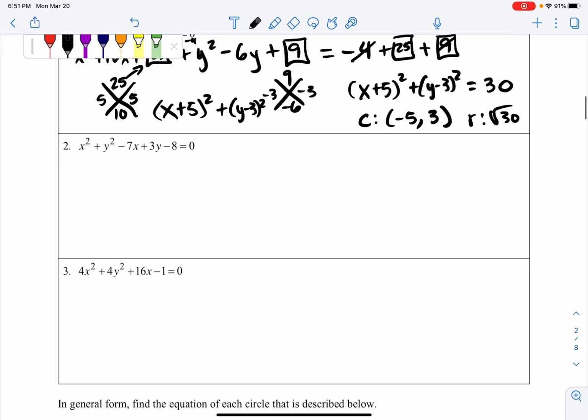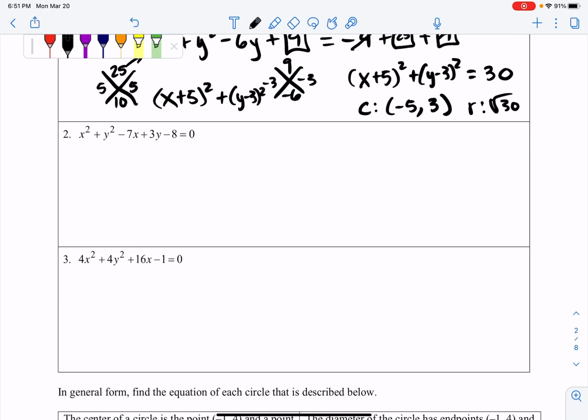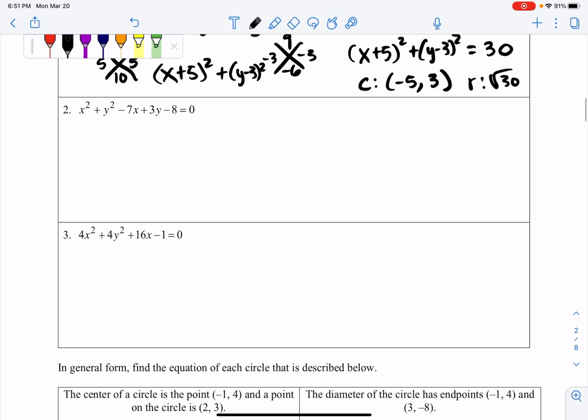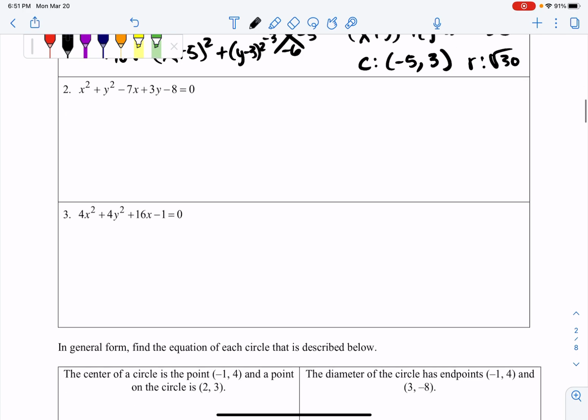You're going to handle that next one. Looks pretty typical. This third one, again, looks like I might need to try and factor something out here.